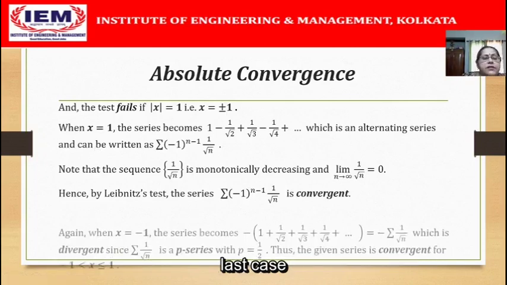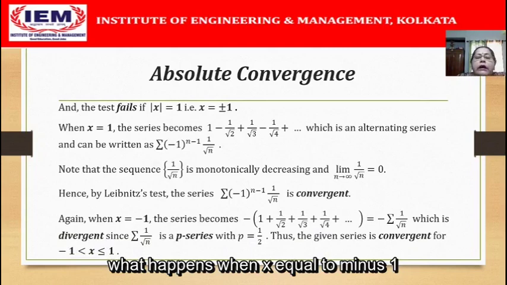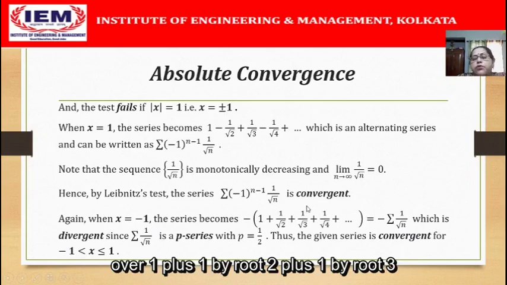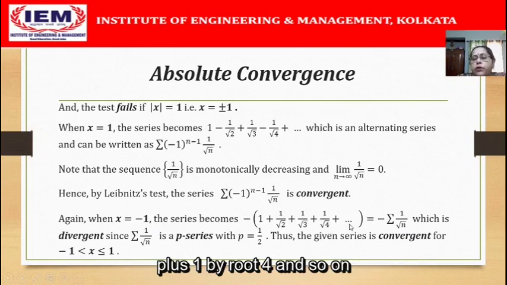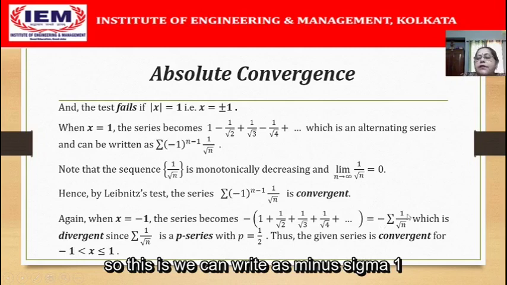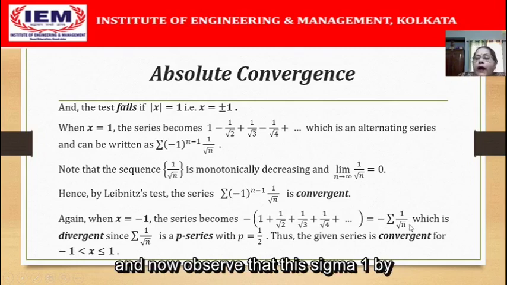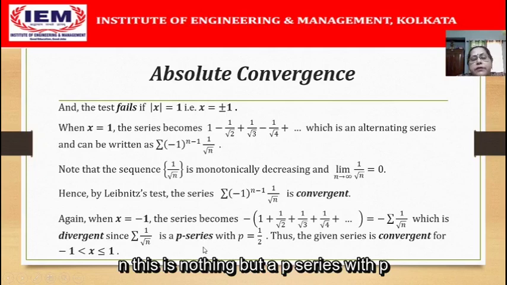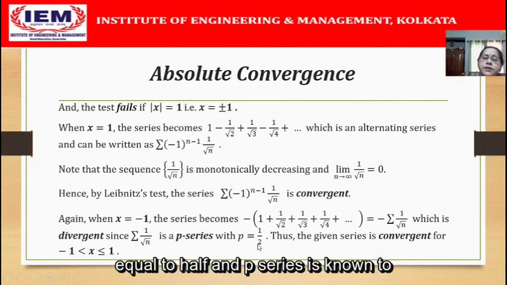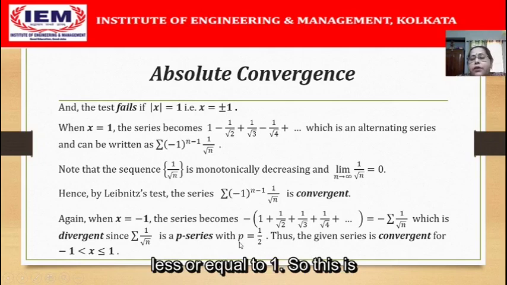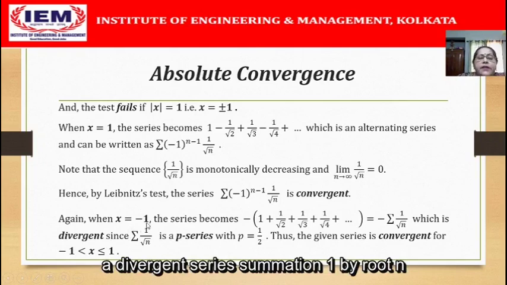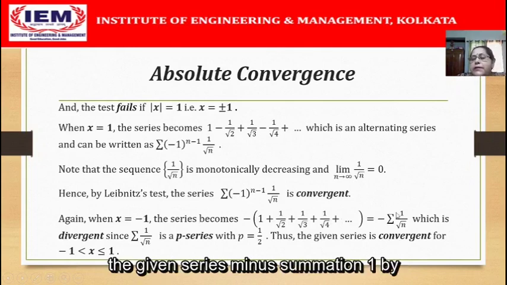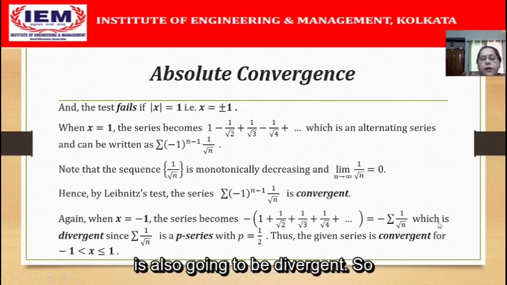And let us see the last case, what happens when x equal to minus 1. Now the series becomes minus 1 plus 1 by root 2 plus 1 by root 3 plus 1 by root 4 and so on. So we can write this as minus sigma 1 by root n. And now observe that this sigma 1 by root n is nothing but a p series with p equal to half. And the p series is known to be divergent for p less than or equal to 1. So this is a divergent series, summation 1 by root n, and therefore the given series, minus summation 1 by root n, is also going to be divergent.